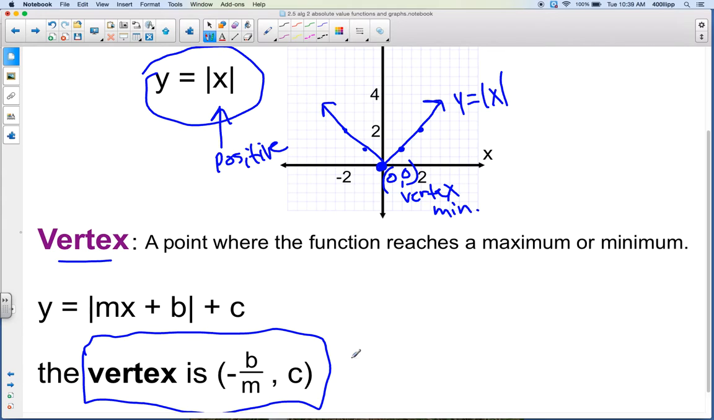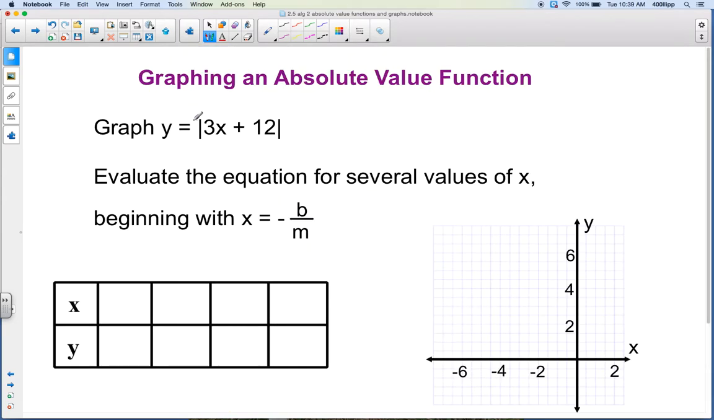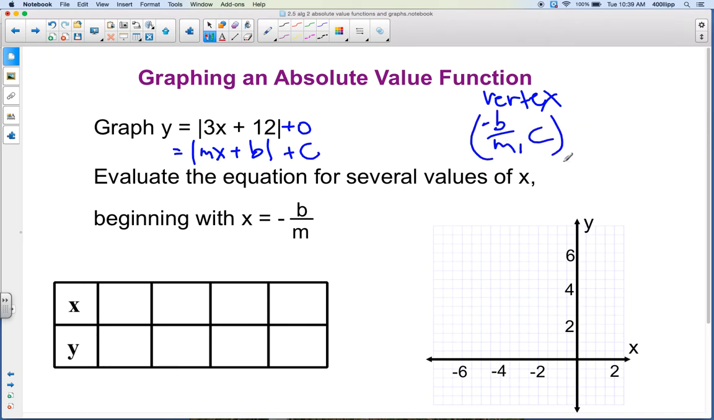So let's try some problems. All right, here we go. We got y is equal to the absolute value of 3x plus 12. And if you would like, we can put our equation here right underneath as a guideline, plus c. And notice for this one, there's no plus c, so you could just put plus 0 so that you know that the value of c is 0. So we're going to evaluate the equation for several values of x, and we're going to start with -b over m. And that's because we know that the equation to find the vertex is -b over m, comma, c, which we learned in the previous slide.